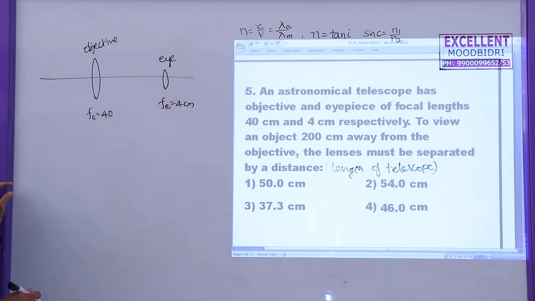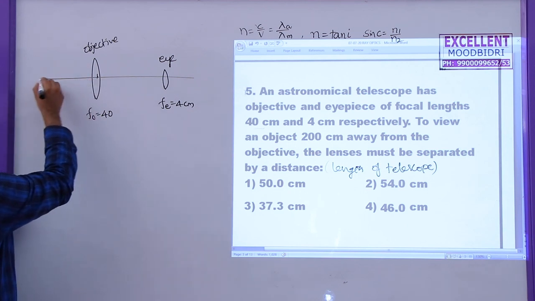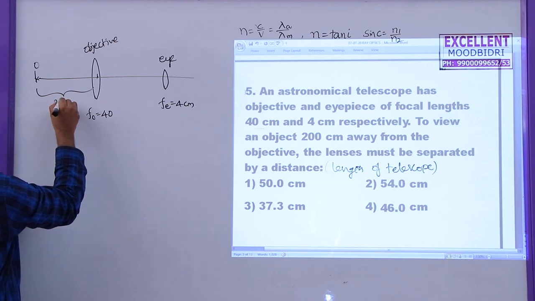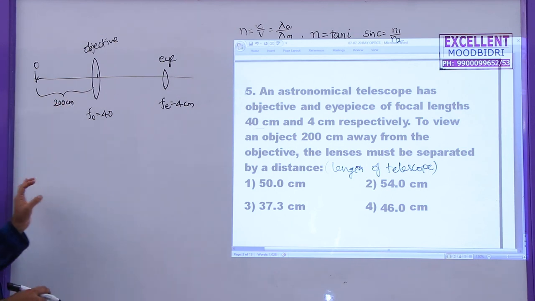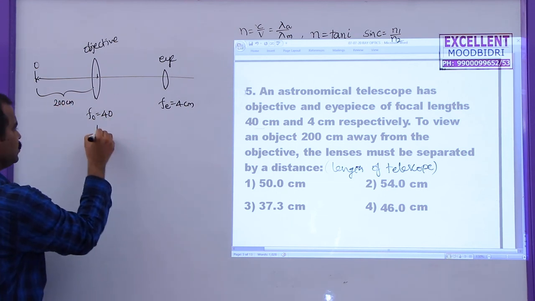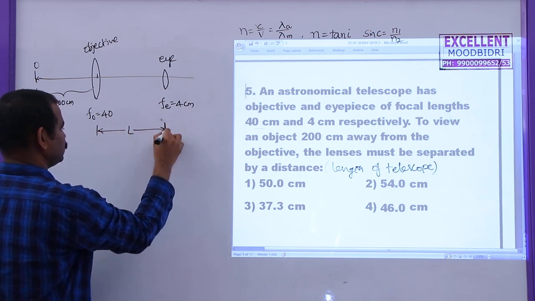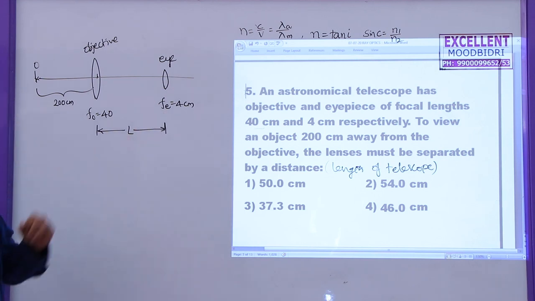To view an object 2 meters away from the objective, so from here at a distance of 2 meters, one object is placed here at a distance of 200 centimeters. The lenses must be separated by length. So what is the distance between these two lenses? This is L. So what is this L?